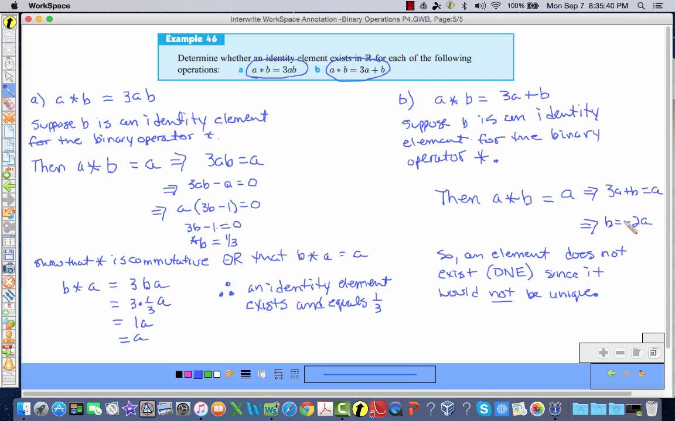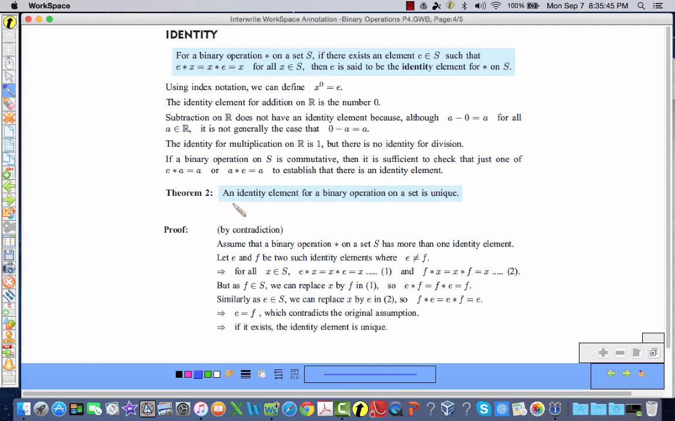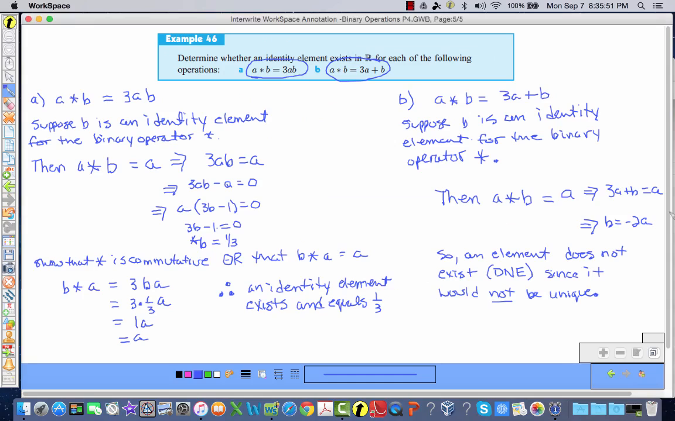And it was clearly stated by Theorem 2 on the previous slide, I believe. Yep. An identity element for a binary operation on a set is unique. So if we come down to a situation where it's not unique, then we do not have an identity element. Here we got B equals 1/3. That is a single value. And then we had to test it, and it worked. And so it was an identity element because it is unique. This is not unique. Okay. So that's how we think about the identity element for a binary operator.